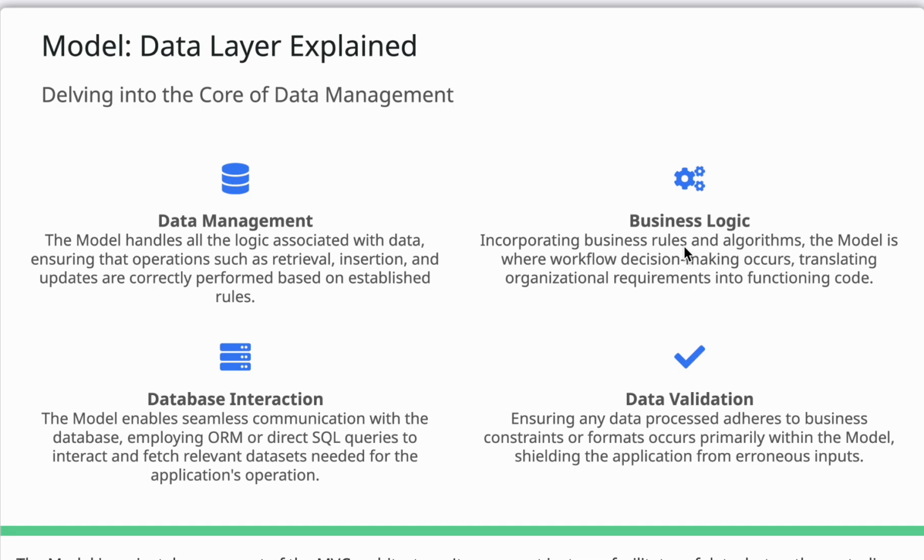The second one is business logic. Incorporating business rules and algorithms, the model is where workflow decision making occurs, translating organizational requirements into functioning code. The third one is database interaction.